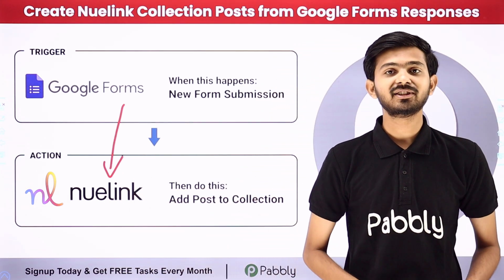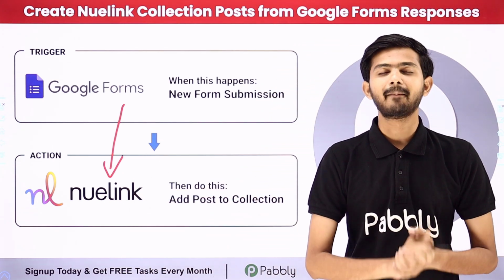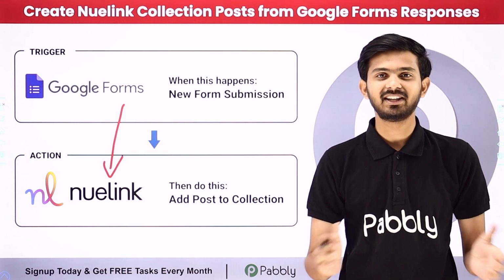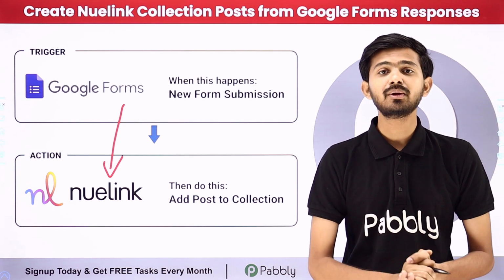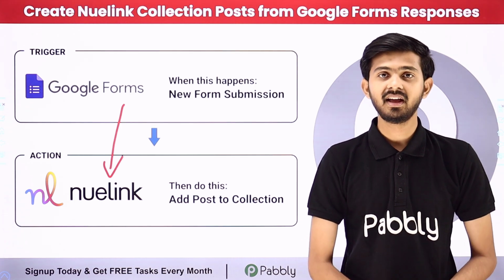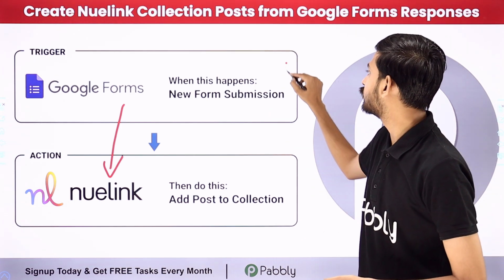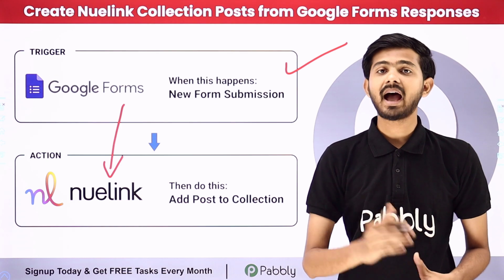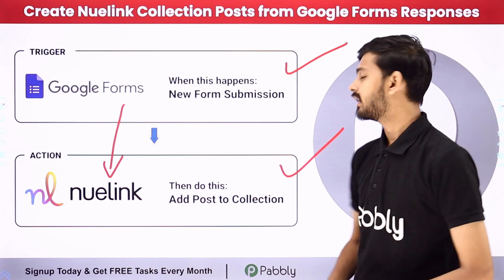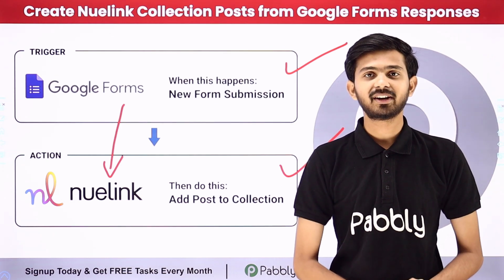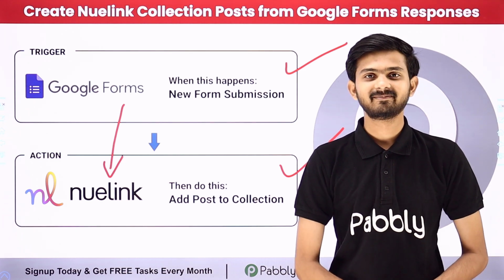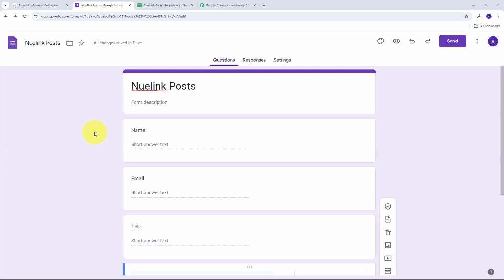For building this connection, I'm going to use Pabbly Connect, which is an amazing software for automation and integration. In Pabbly Connect, I need to use the concept of trigger and action. In the trigger application, I'm going to use Google Forms. In the action application, I'm going to use Nuelink. So how am I going to build this connection? For that, let me take you to my computer screen. I hope you can all see my computer screen.